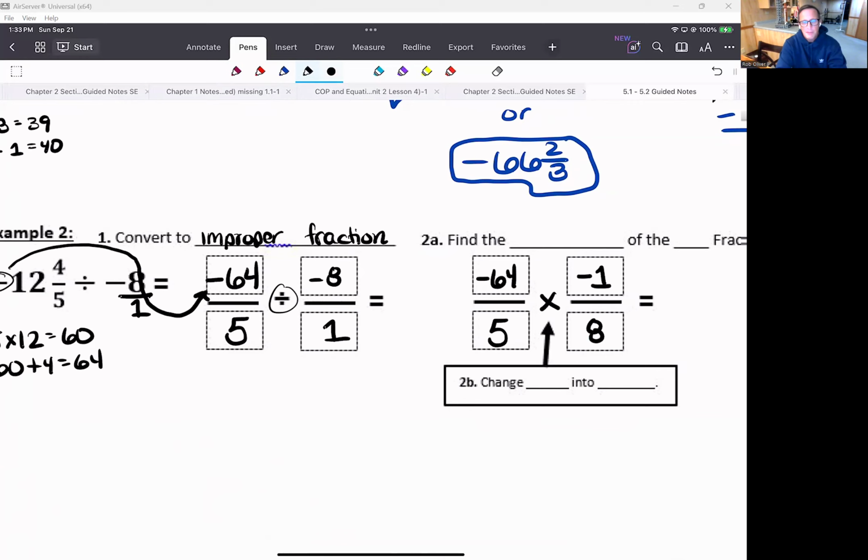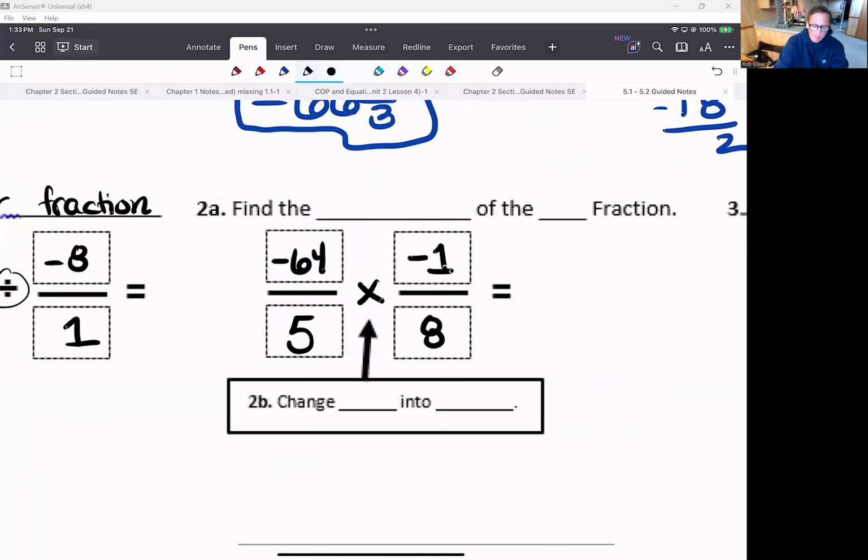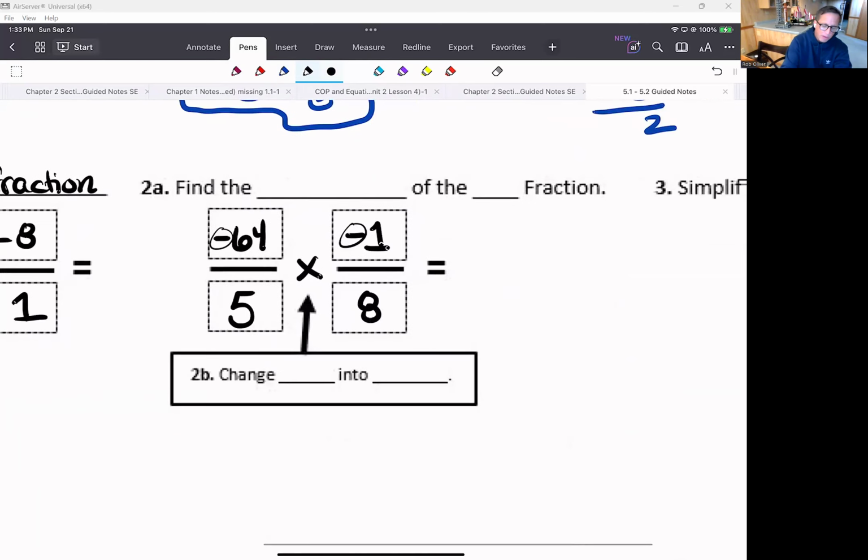Notice when I flip fractions, I typically don't worry about flipping the sign. I like to keep the negative in the numerator. That's just kind of a habit I get into. It really doesn't matter where you keep it. But now we have a negative times a negative, which is a positive. So we know that this is going to come out positive.